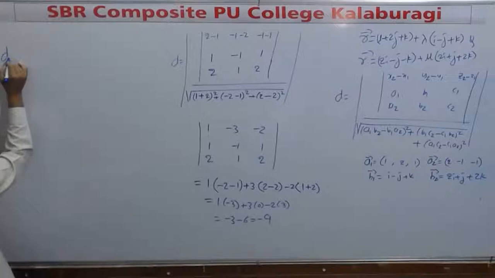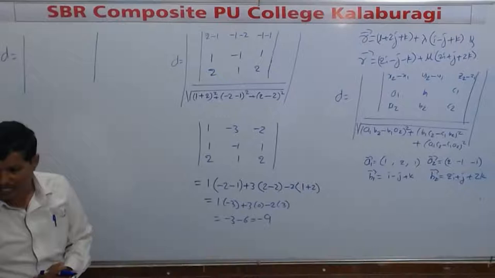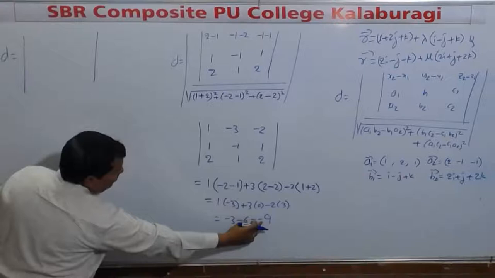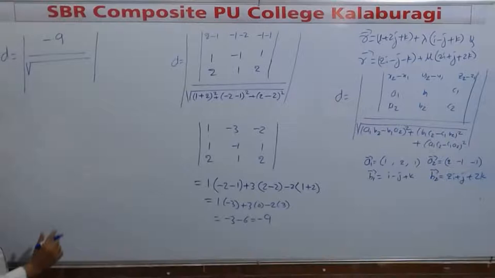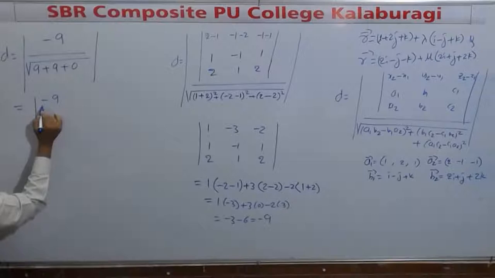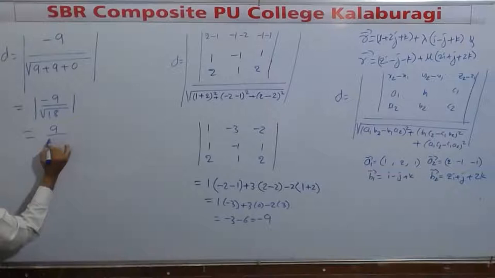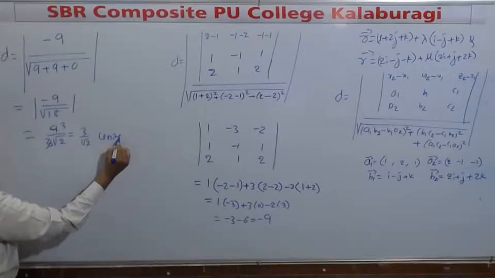Therefore, substituting into the formula, t equal to mod of, it is not determinant, only this is the determinant. This is a positive value, because distance is positive, you have to take modulus. So this is mod of minus 9 by root of, see, 1 plus 2 square, 3 square is 9, okay, minus 2 minus 1, minus 3 square, 9, okay, 2 minus 2, 0 again. This is equal to mod of minus 9 by root 18, which is equal to 9 by 3 root 2, so 3 by root 2 units is the answer. Okay, this is for 3 marks. 3 by root 2 is the answer.